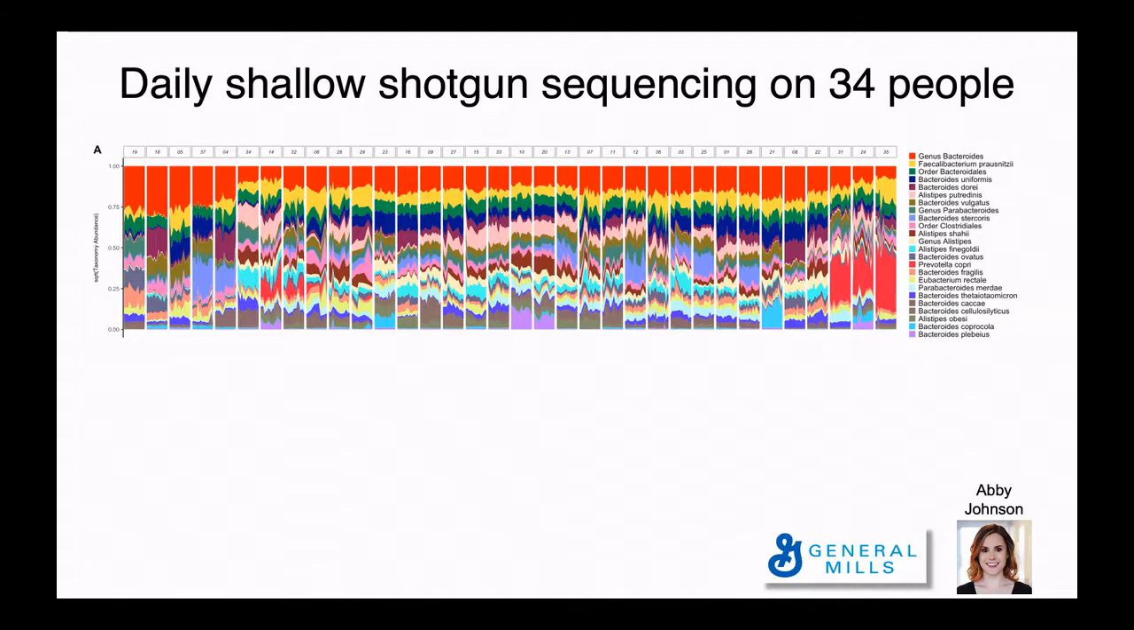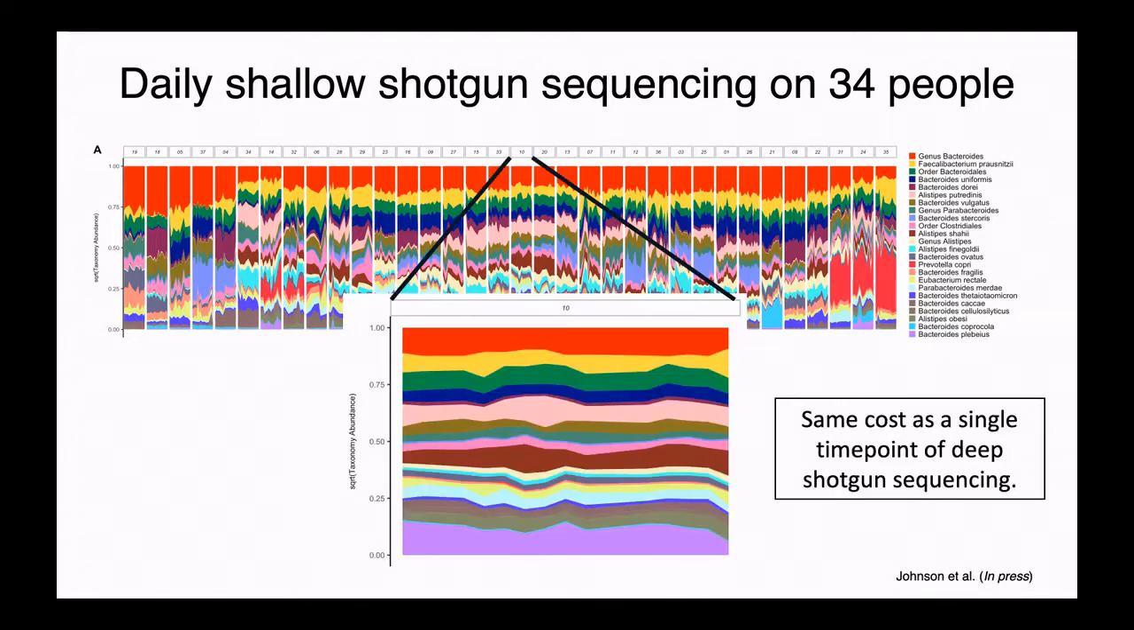So this is a study where we used these new shallow shotgun sequencing techniques to do shotgun sequencing every day for 2.5 weeks on 34 individuals. And that's what I'm showing you here, grouped by individual, the time series of their microbiome. And because it's shotgun sequencing, we have species level resolution, and we also have functional resolution on what the enzymes are. So this is a zoom in on Abby's microbiome. She had one of the most stable microbiomes, which she was very proud of. And you can see we sampled her microbiome every day.